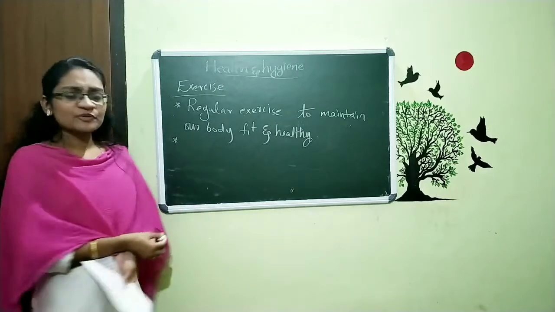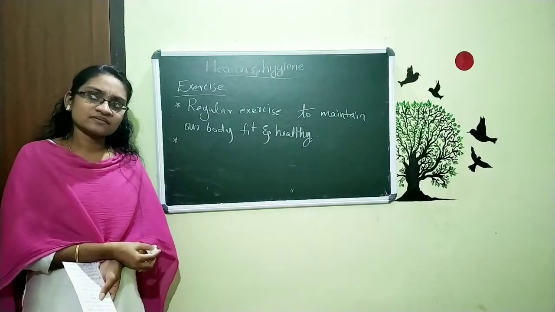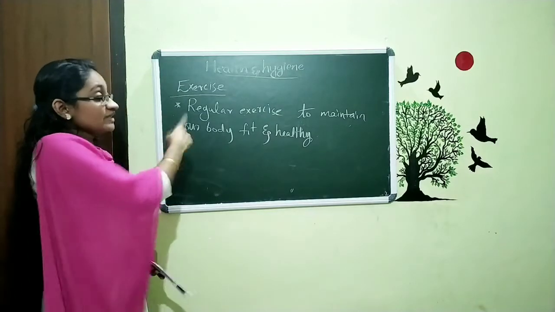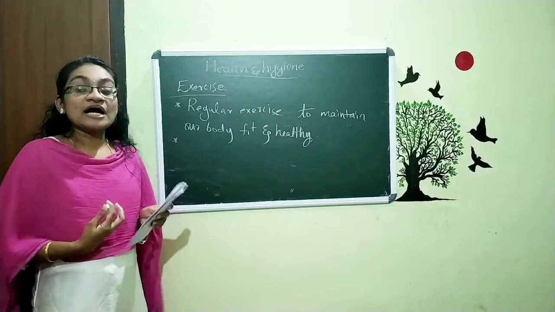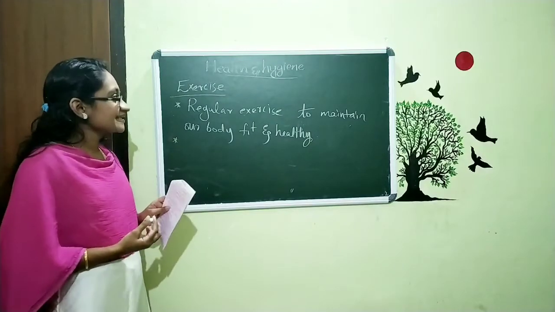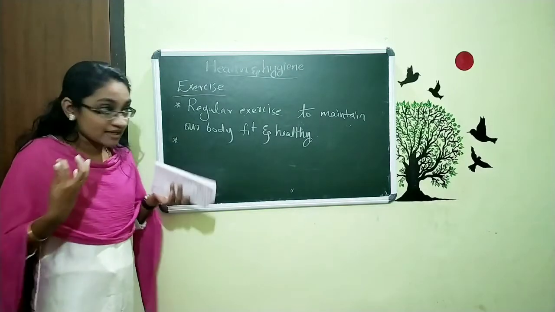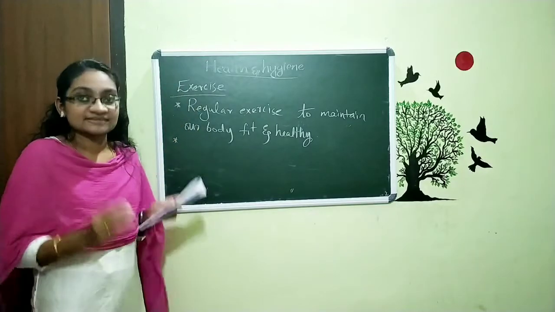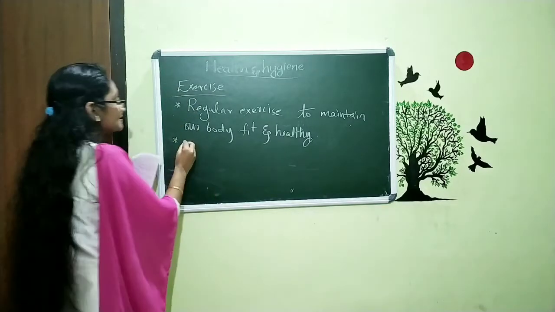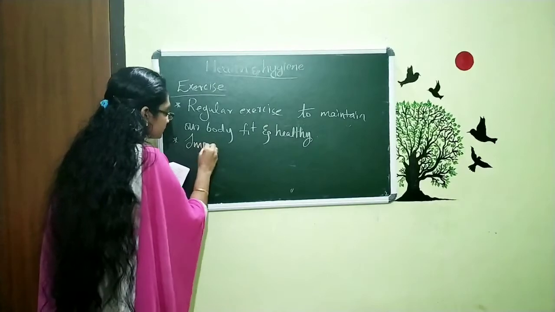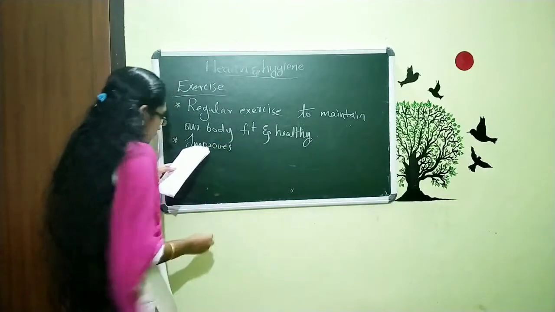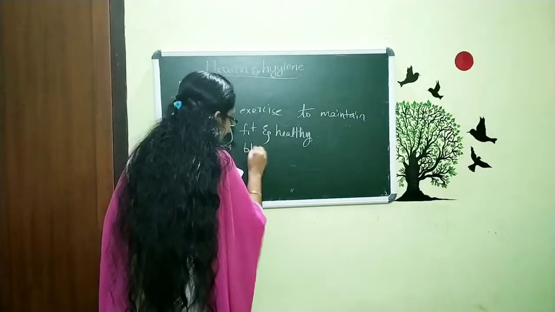And why are we doing exercise? What is the reason? When we are doing exercise, we get some sort of advantages. Now we are going to discuss what advantages we get by doing these exercises. The first one is this: it improves blood circulation.